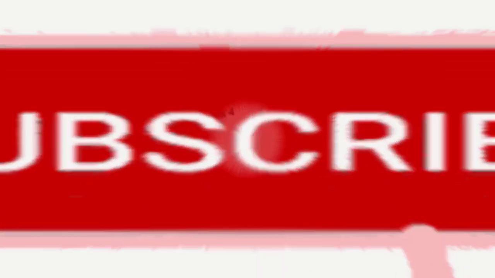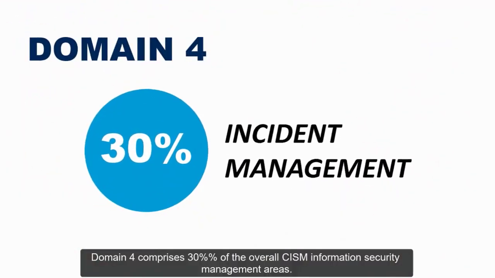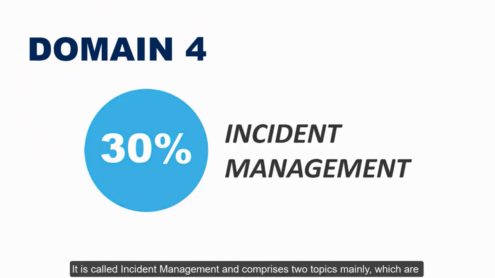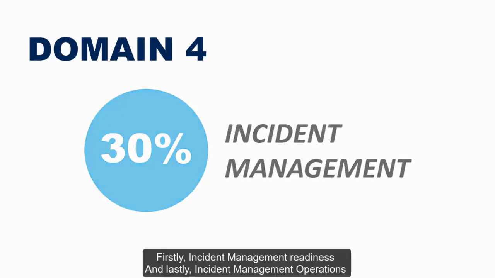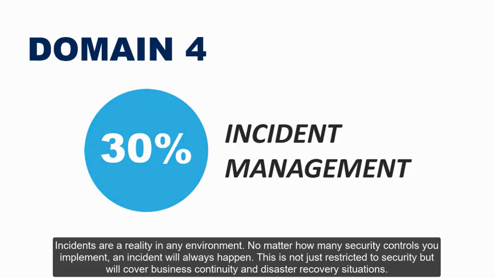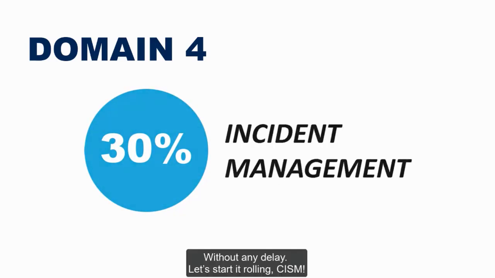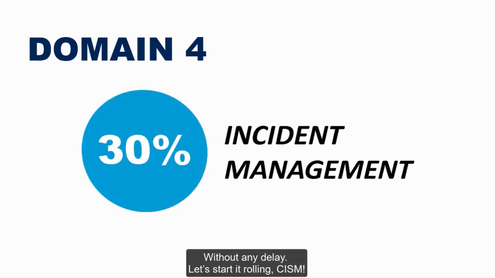Domain 4 comprises 30% of the overall CISM information security management areas. It is called incident management and comprises 2 topics mainly, which are: firstly, incident management readiness, and lastly, incident management operations. Incidents are a reality in any environment. No matter how many security controls you implement, an incident will always happen. This is not just restricted to security but will cover business continuity and disaster recovery situations. Without any delay, let's start the journey, CISM.